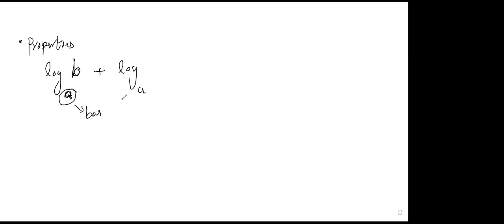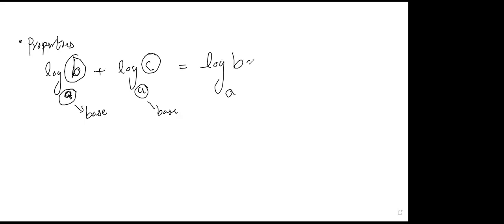Okay. So there are some properties for the logs. The first one is if you have two logs of two numbers that have the same base, log base A of B plus log base A of C, when they are added, you can write them in a single log with the same base, and this B and this C will get multiplied. This is one of the properties that we have here.